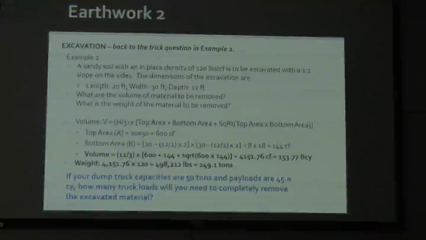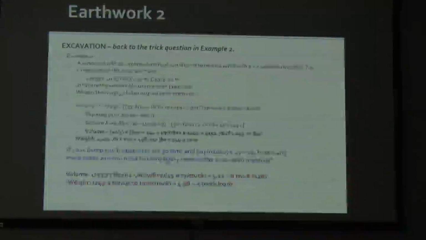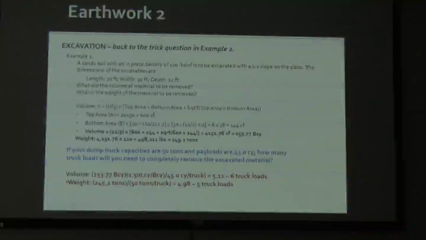So here we have truck capacities of 50 tons and 45 cubic yards. How many trucks do we need? Based on volume times our swell factor, divided by the capacity of each truck, we would need 5.12 trucks. Can't use 12 hundredths of a truck, so we would round it up to 6 truckloads.